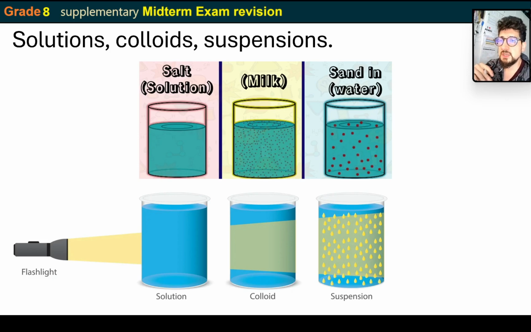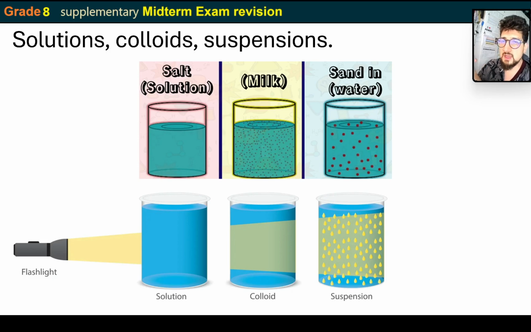It's going to be distributed evenly across the whole beaker. Light's going to go through it just fine. It's homogeneous, which means it's clear, right? So apple juice is an example of a solution. Tea is an example of a solution. That's black tea. What else?